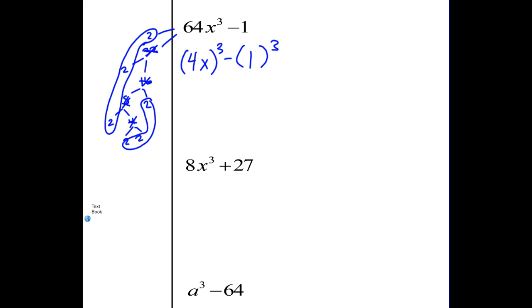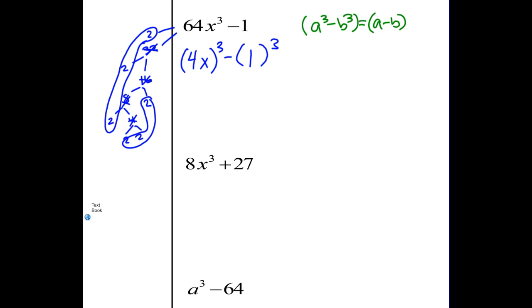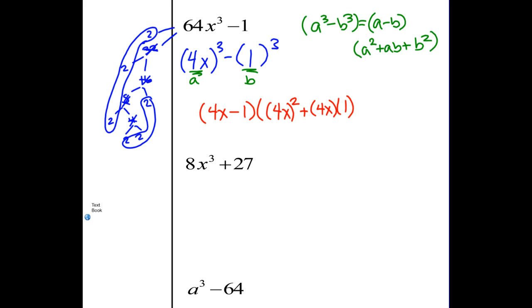So now we go back to our difference of cubes equation that tells us that a cubed minus b cubed equals the quantity a minus b times a squared plus ab plus b squared. Well, if we look over here, this 4x is actually going to be our a, and this 1 is going to be our b. So all we have to do is plug that into our problem. We get 4x minus 1 times 4x squared plus 4x times 1 plus 1 squared. Now we just have to simplify that. So we'll have 4x minus 1 times 16x squared plus 4x plus 1.